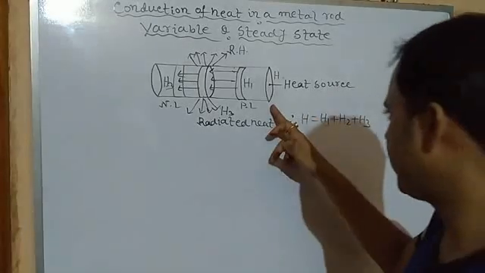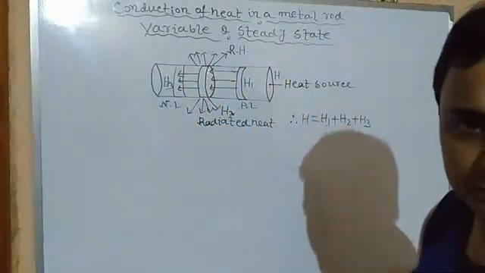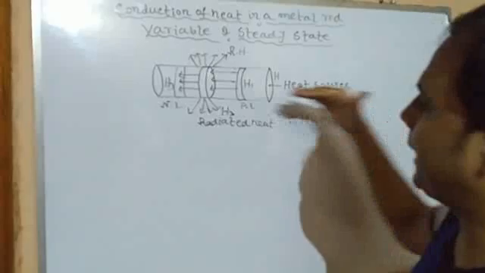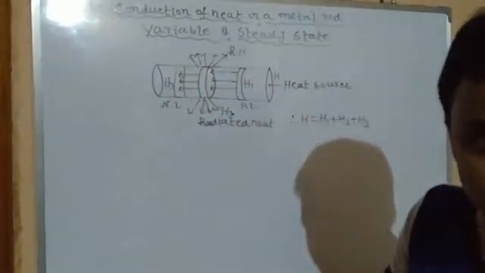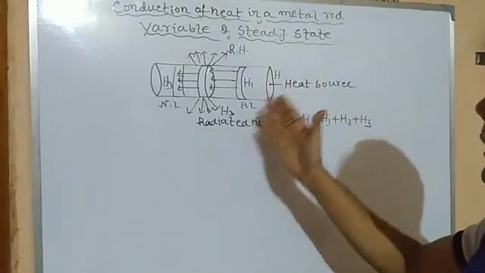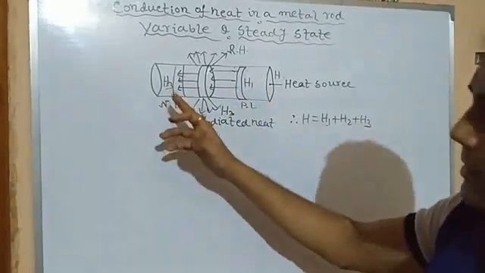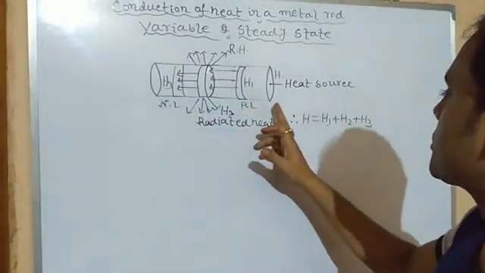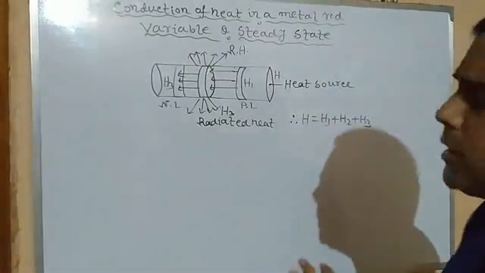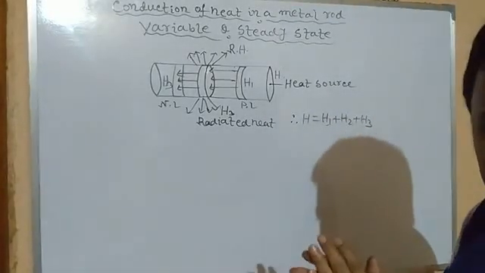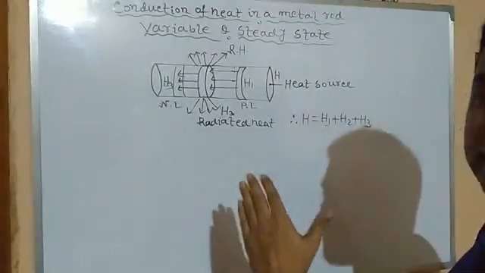Initially this end will be heated, then slowly and gradually heat will be transferred to different layers along the length of the rod, isn't it? If we consider some layers, here we have considered 3 layers. Suppose this layer is very close to the heat source. The layer very close to the heat source will be heated up rapidly at first. Then the layer at a far distance will be heated up later.